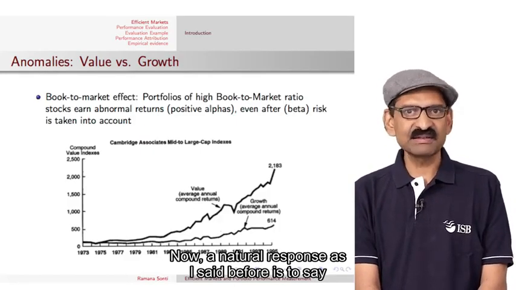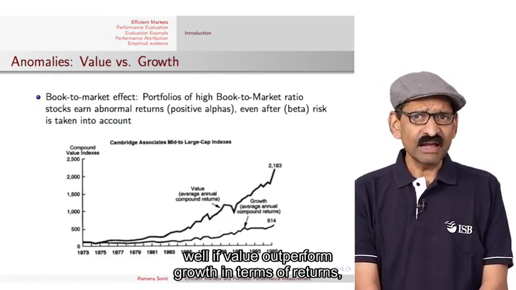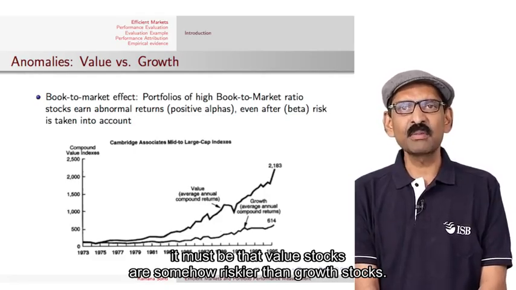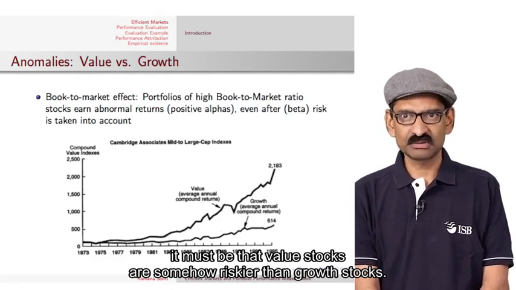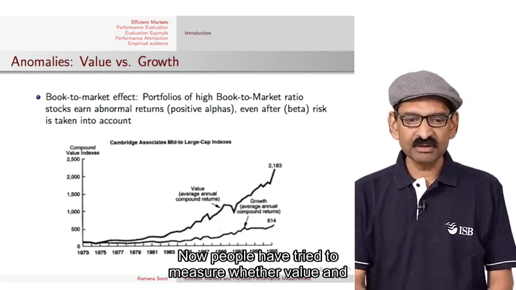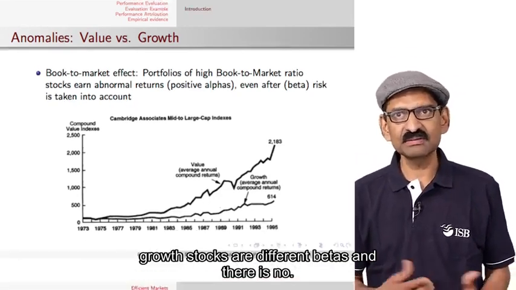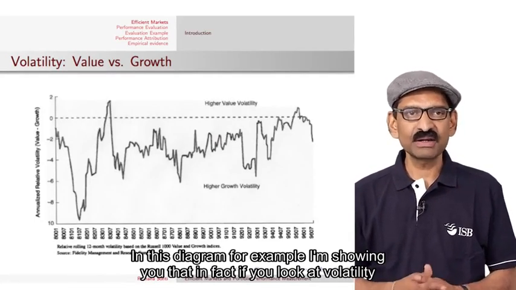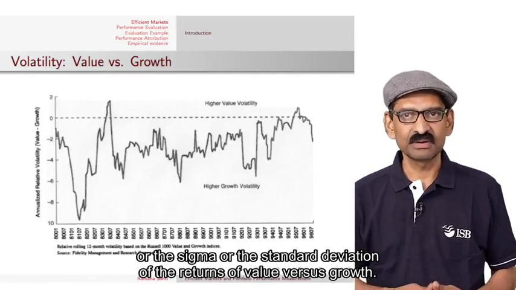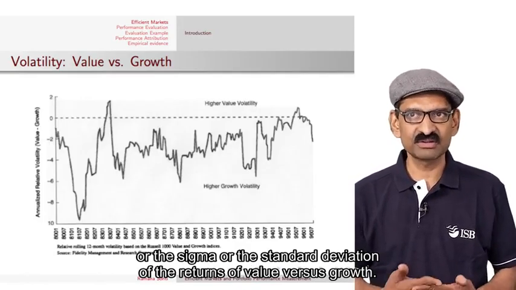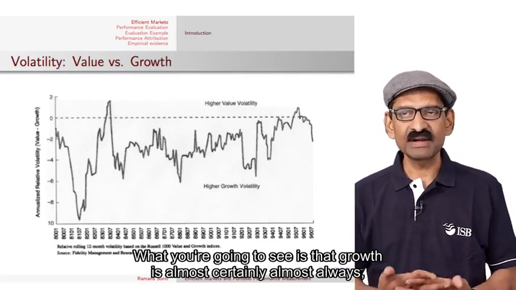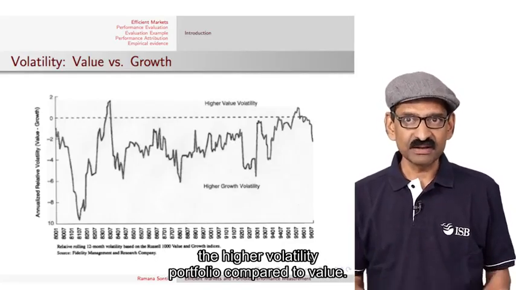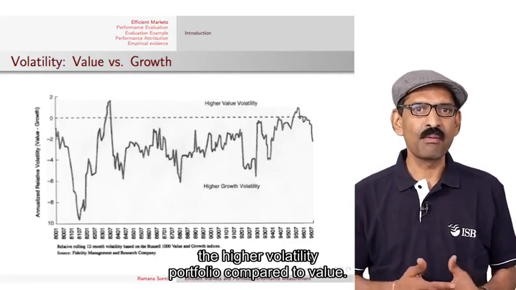Now a natural response, as I said before, is to say, well, if value outperformed growth in terms of returns, it must be that value stocks are somehow riskier than growth stocks. People have tried to measure whether value and growth stocks have different betas. The answer is no. In this diagram, I'm showing you that if you look at the volatility, or the standard deviation of returns, of value versus growth, growth is almost always the higher volatility portfolio compared to value.